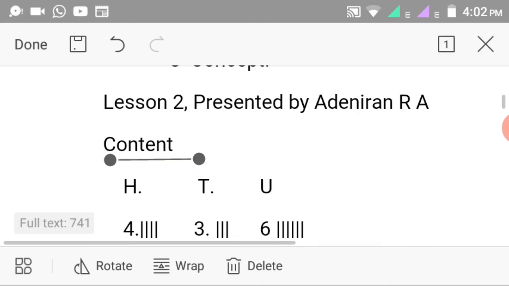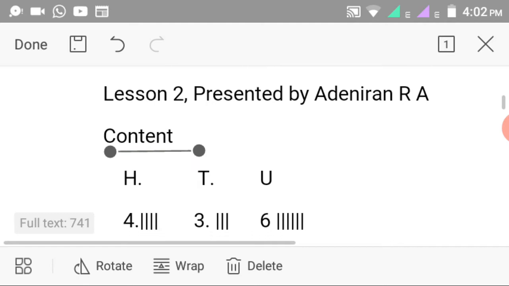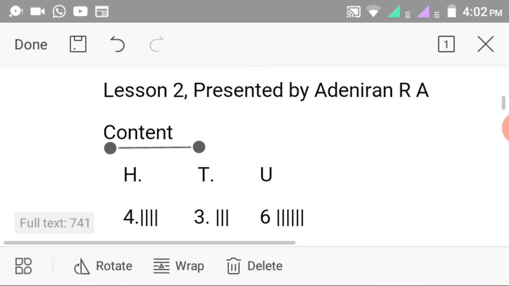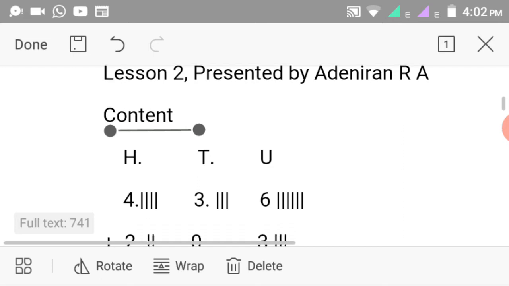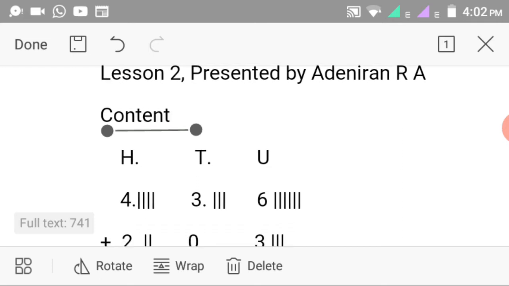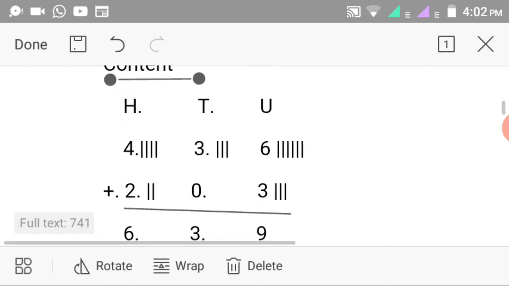Do you remember your rhyme that says, I know my signs, plus sign, minus sign, multiplication sign, division sign, and equal to sign. But today, we are working on plus sign and minus sign.